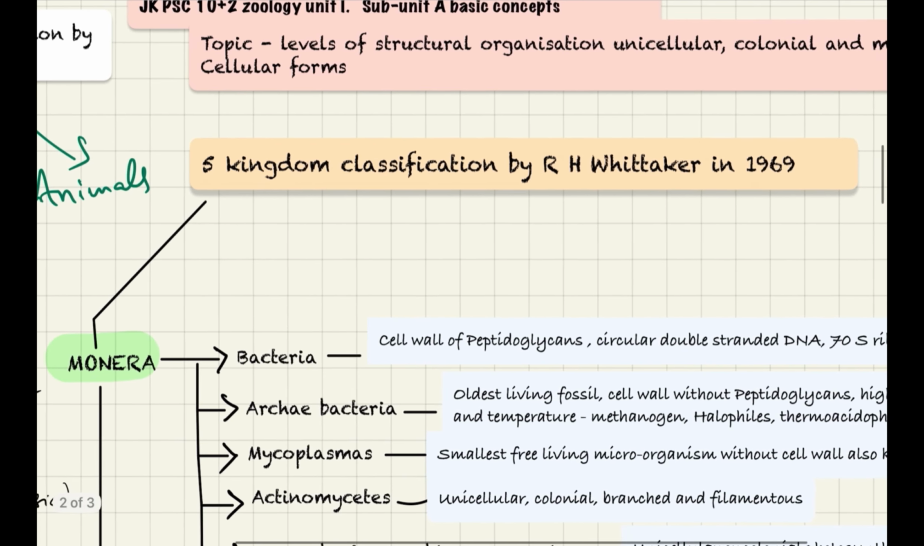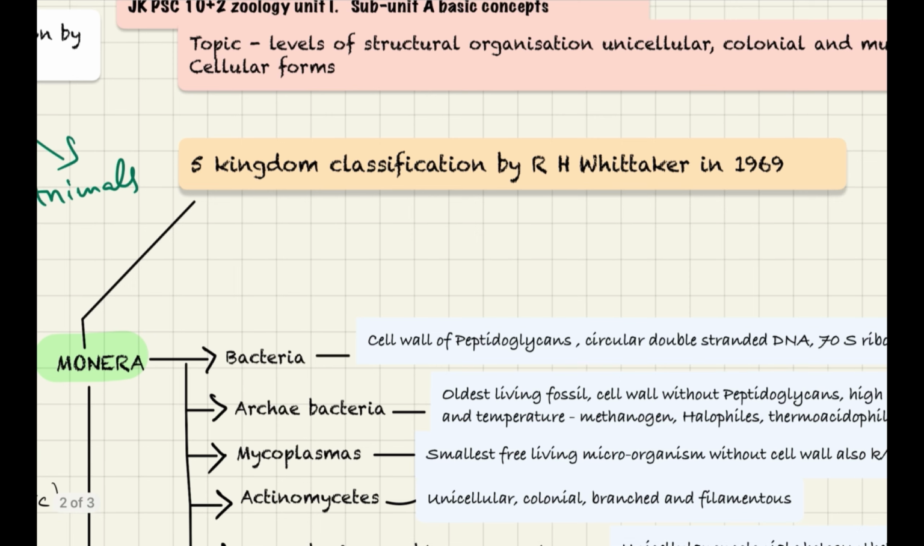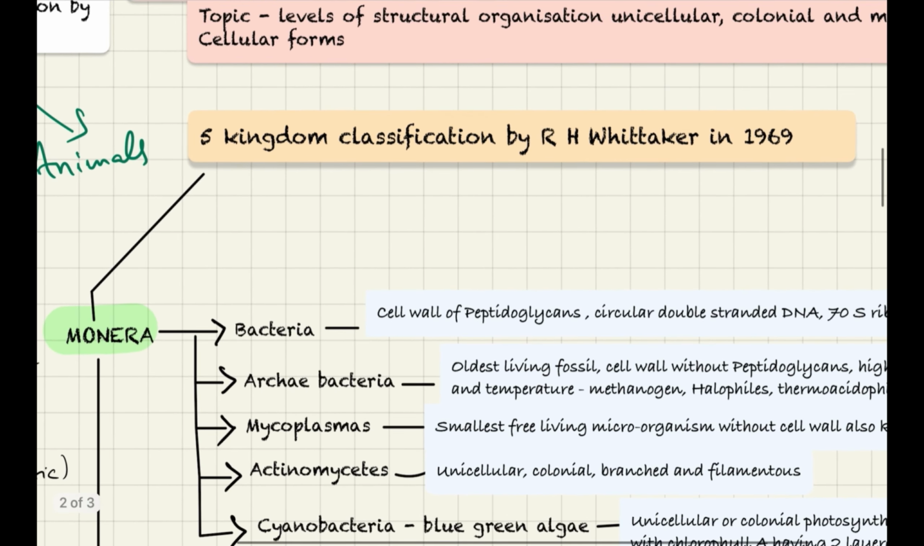Then there was the five kingdom classification given by R.H. Whittaker in 1969. We have to study this classification in detail, although a six kingdom classification has also been given, and then there is the three domain classification. That is a different thing which we are going to cover through the test series also.